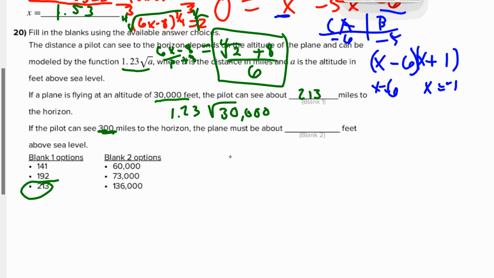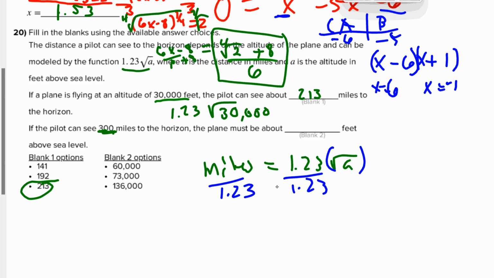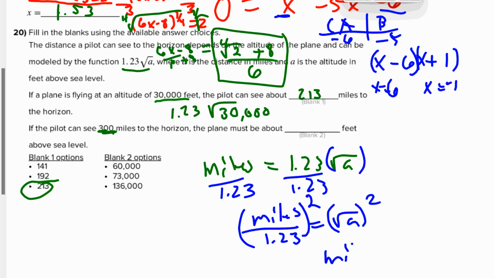So it's kind of going backwards, right? This is an equation for miles. So miles equals 1.23 root a, and a is for altitude. So this one we're actually solving for a. So we just got to get a by itself, right? So we need to get this root by itself first. So we divide by 1.23, and then we have square root of a. So get rid of the square root by squaring. So if we take our miles, divide that by 1.23, and then square that answer, we're going to get what a is. So they want our miles at 300, right?